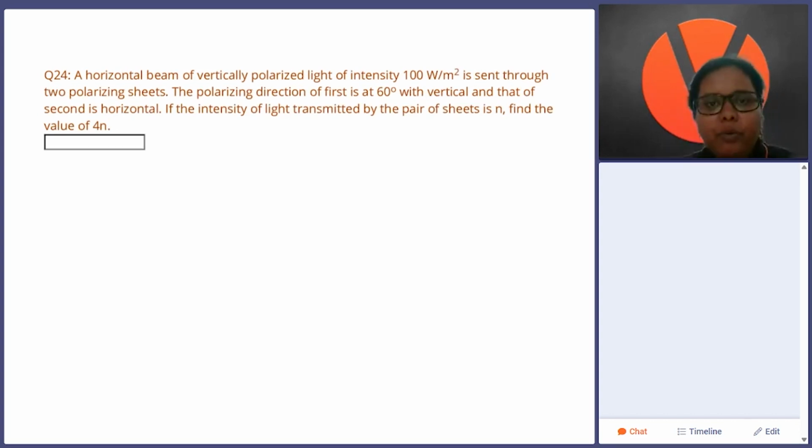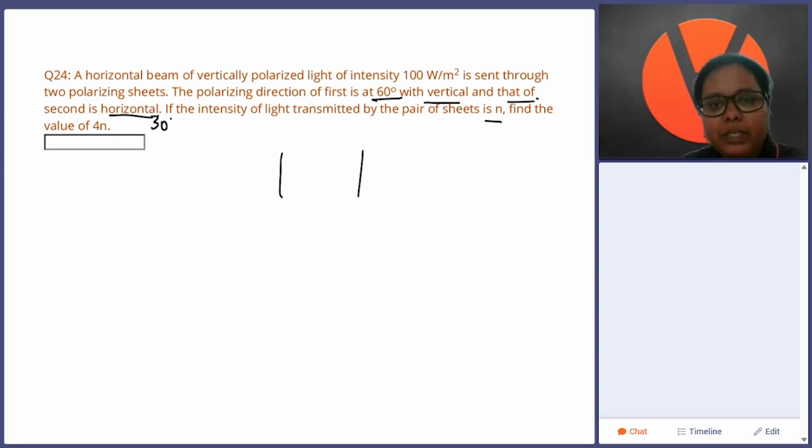A horizontal beam of vertically polarized light of intensity 100 watt per meter square is sent through the two polarizing sheets. The polarizing direction of first is at 60 degree with vertical and that of second is horizontal. So this angle would be 30 degree. If the intensity of light transmitted by the pair of sheets is n, find the value of 4n. They are asking. So what shall I write now for the first sheet?